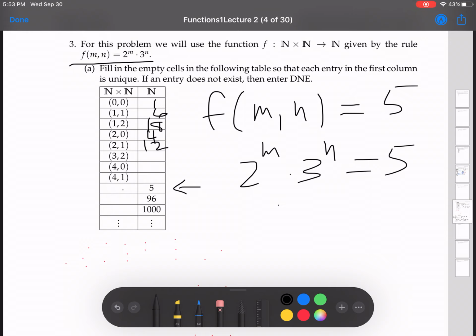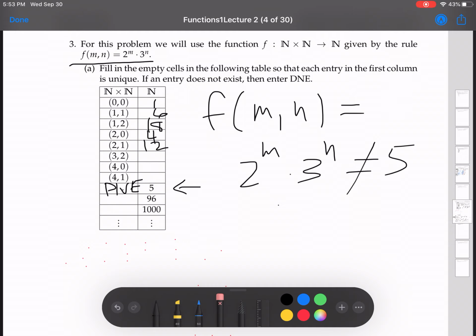If you think of letting m be any natural number, 0, 1, 2, 3, 4, 5, 6, 7, 8, on to infinity, and you let n be any natural number, 0, 1, 2, 3, 4, 5, 6, 7, 8, on to infinity, is it possible to write 5 as a power of 2 times a power of 3? And no, it's not, right? Because 5 is prime, so you can only write 5 as 5 to the 1. So this does not exist.